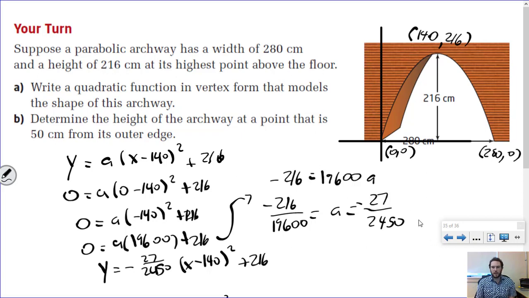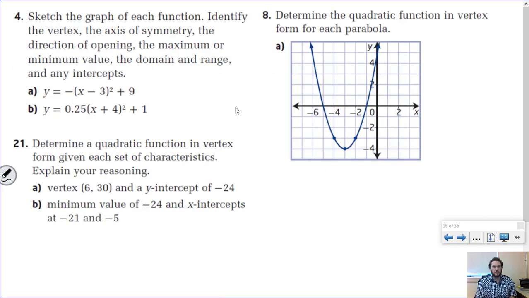All right, so what I'd like you to do now until the end of class is to try some of these questions. For question 4, I'd like you to sketch. For question 8, I want you to find the equation for this parabola. And finally, question 21 down here is a little different, but I think you can handle it.